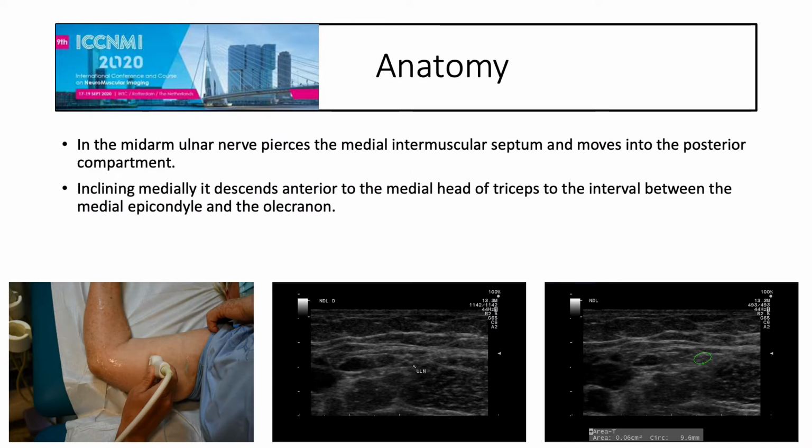In the midarm, the ulnar nerve pierces the medial intermuscular septum and moves into the posterior compartment. Inclining medially, it descends anterior to the medial head of triceps, to the interval between the medial epicondyle and the olecranon. So this is the position in the middle of the arm, and you can see the ulnar nerve here. This is also shown, and this is the triceps muscle. This is the superficial, this is the deep part.